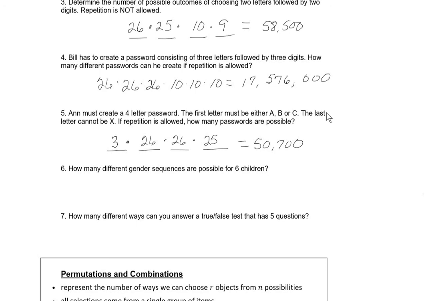Problem number 6, how many different gender sequences are possible for 6 children? Don't get this problem confused with the probability of getting, say, 6 girls in a row. This is asking us how many different sequences there are. You know, if it's girl, girl, girl, boy, boy, boy, or girl, boy, girl, boy, girl, boy, that type of thing. So there are 2 options for my first child, either boy or girl, and for the second, the third, the fourth, the 5th, and the 6th. So there are 2 to the 6th power options there, or sequences, and that is 64.